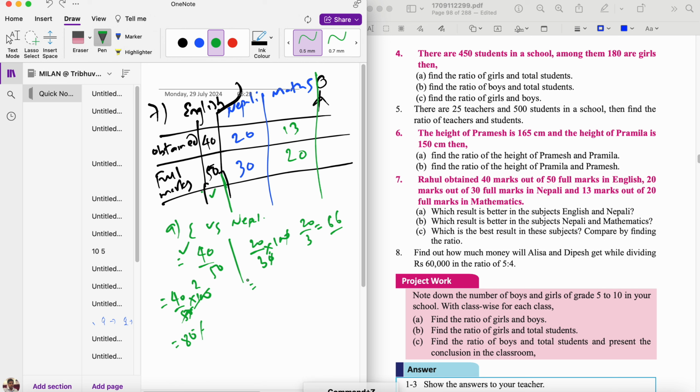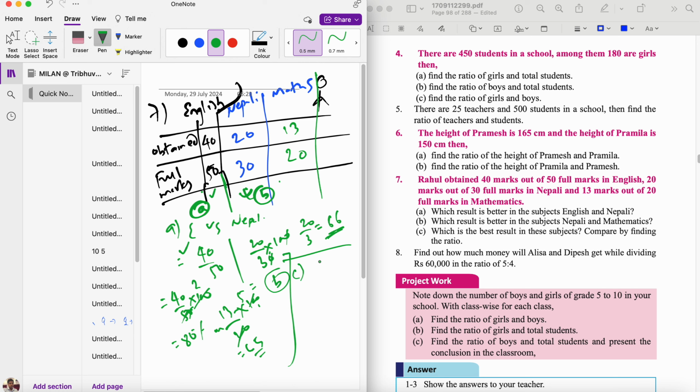Then the B question is which is better, Nepali or mathematics. Here he got almost 66%, and in maths, let's calculate the percentage of what he got. It is 65%. Nepali is better because he got more than 66%. He just got 65% here. So the B answer is this, the A answer is this, and the C answer.